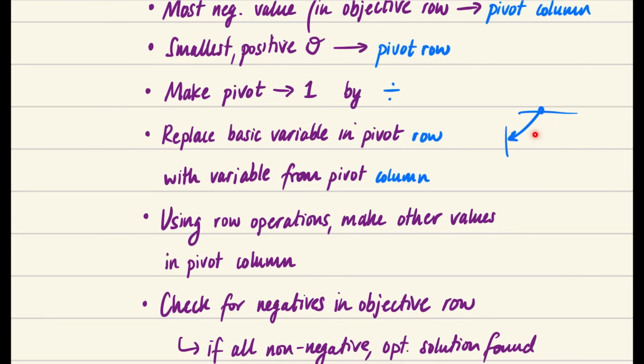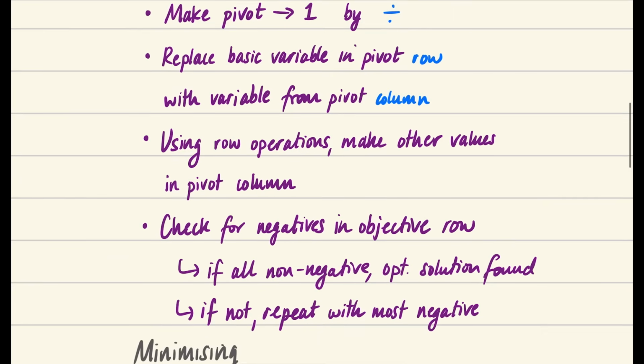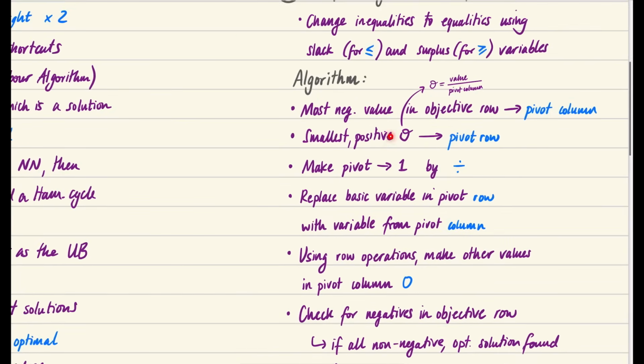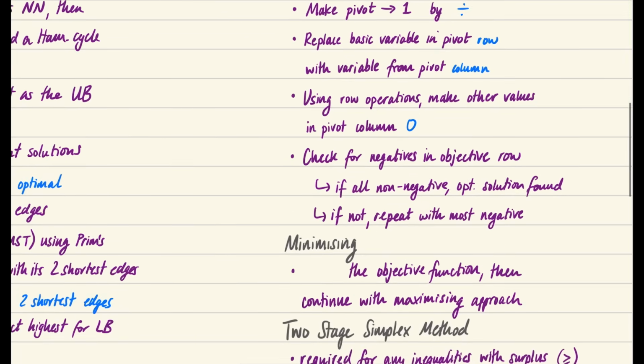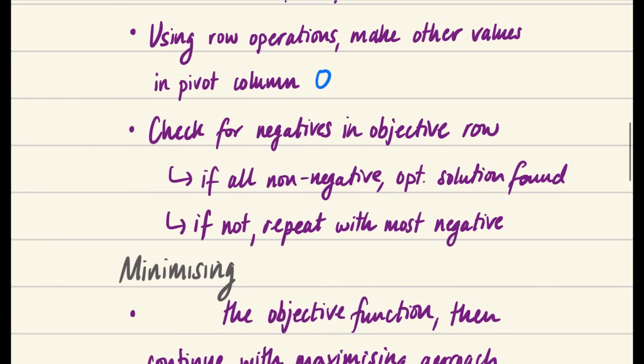This is what I mean by the pivot row and the pivot column. Here is the pivot right here. So that's why this variable is going to replace this part. Okay, so we're nearly there. Then using row operations, you make all of the other values in the pivot column 0. All of these little instructions are going to make much more sense when you have a look at it with a table, a simplex table.